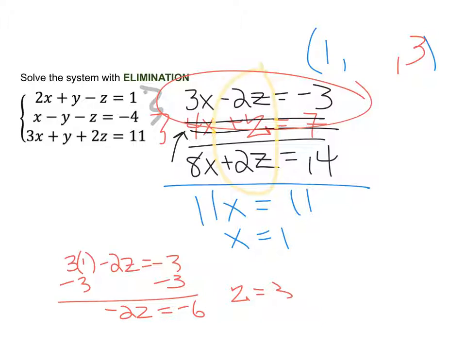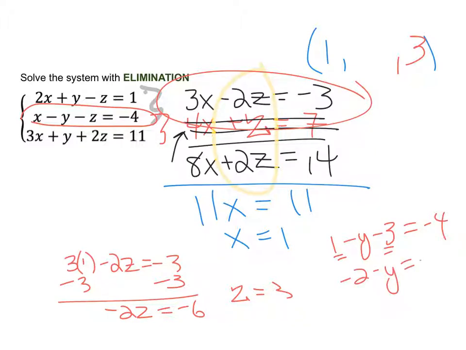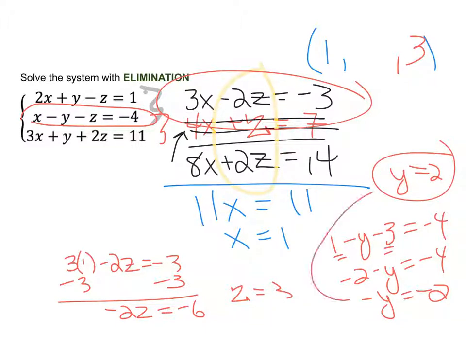Now that I have x and I have z, I'm going to go back to the original equations, whichever one is your favorite. I'm going to use this middle one. 1 minus y minus 3 is -4. Now I combine the like terms here. This is -2 minus y is -4. Add 2 on both sides and I get -y equals -2. So that means y is 2. Kind of ran out of room here, but y is 2. So I'm going to squeeze that in. So there you go. The answer is 1, 2, 3. Couldn't have been any easier, right? Okay, let's move on.